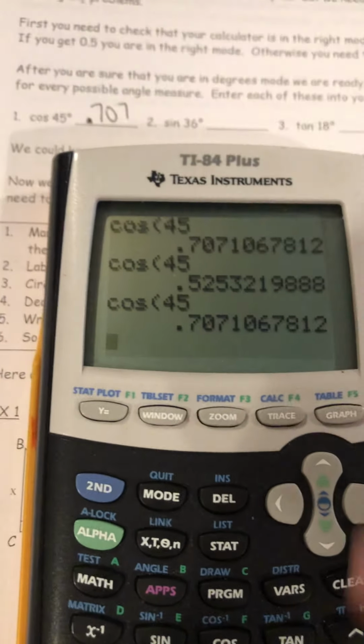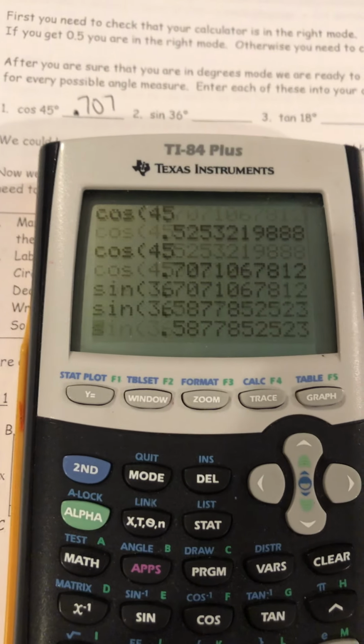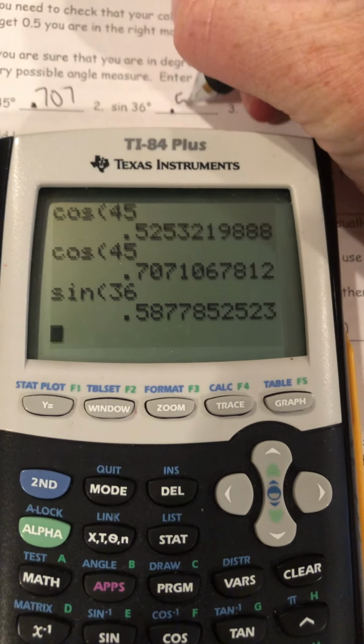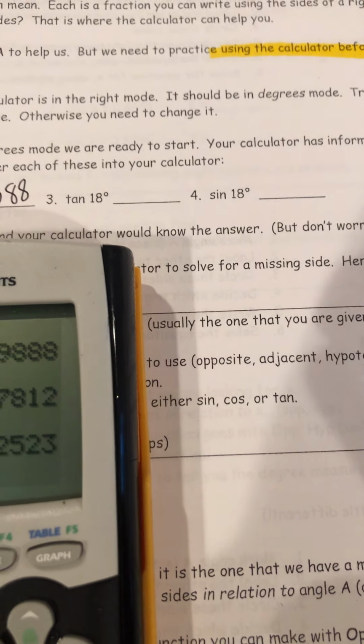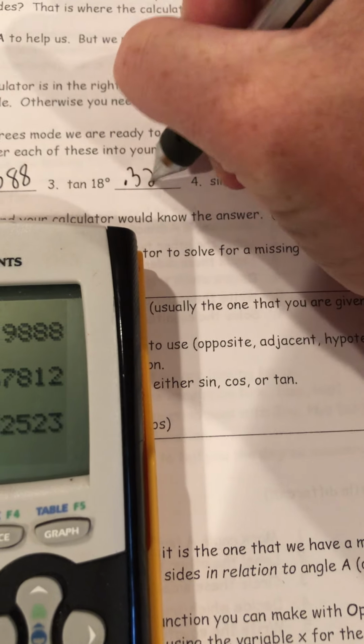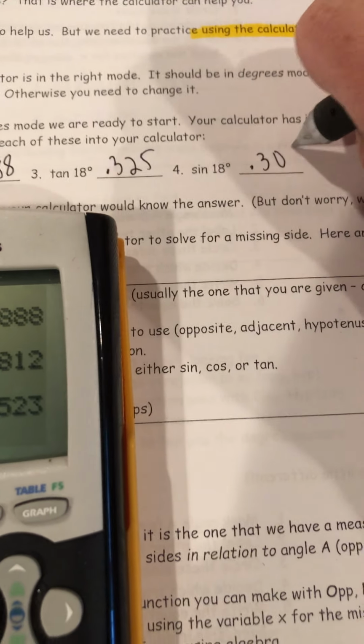Okay, moving on, sine of 36 is 0.588. I would suggest you try tan 18 and sine 18 just real quick. Okay, you should get 0.325 and 0.309.